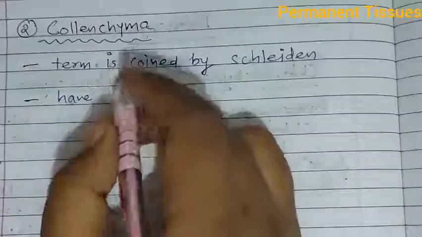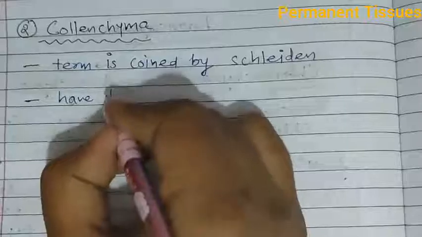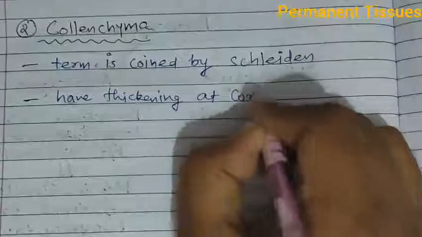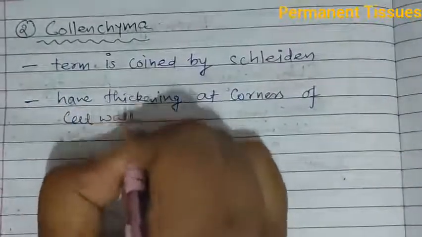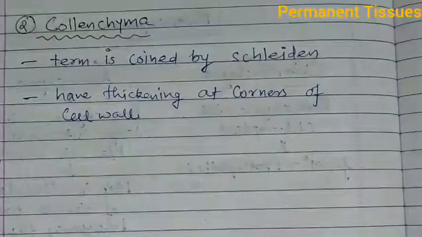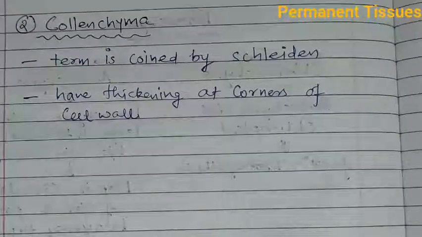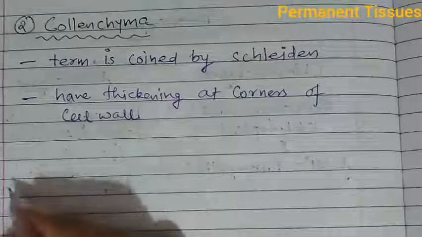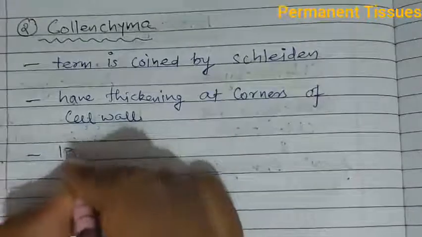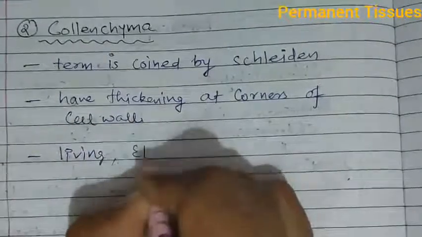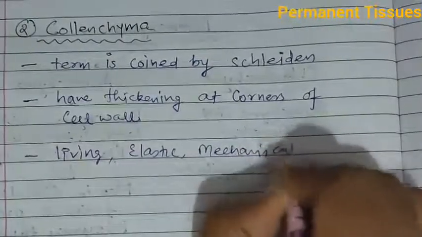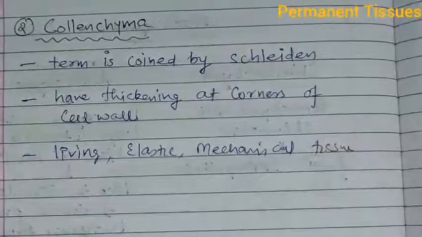Now when we talk about this tissue, the cells have thickening at the corners of the cell wall. Okay, so at the corners of the cell wall, this thickening is found. These are living, elastic mechanical tissue. They are mechanical tissue, but they are living and elastic.